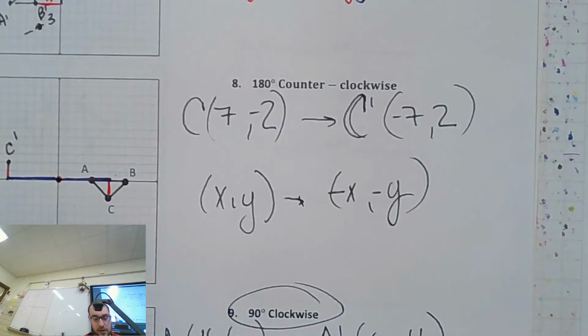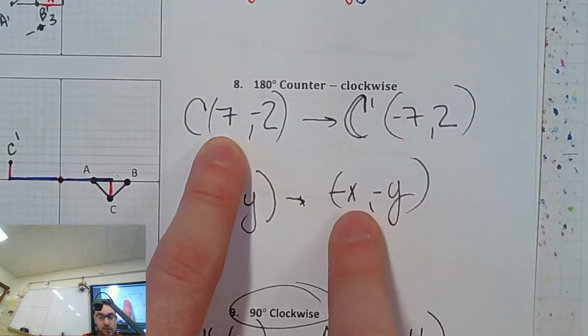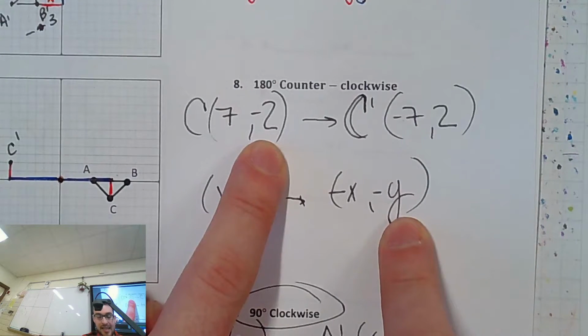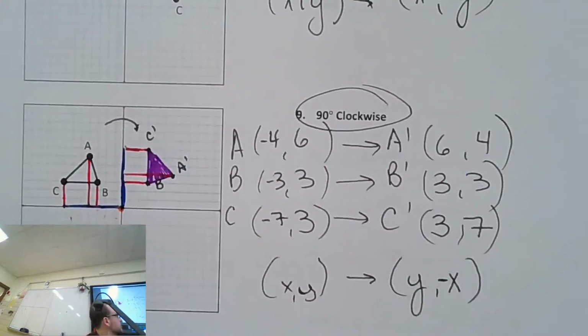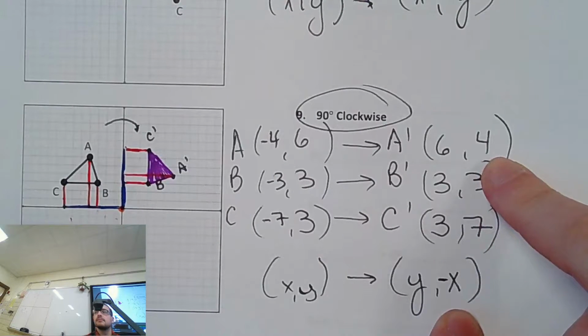Again, what changed here? Both of them. The 7 became negative 7, so we changed this one. The negative 2 became positive 2, so we changed this one. Negating means change the sign, not make it negative. What happened here? X and Y switched spots. The negative 4 became a positive 4, so this one changed its sign.